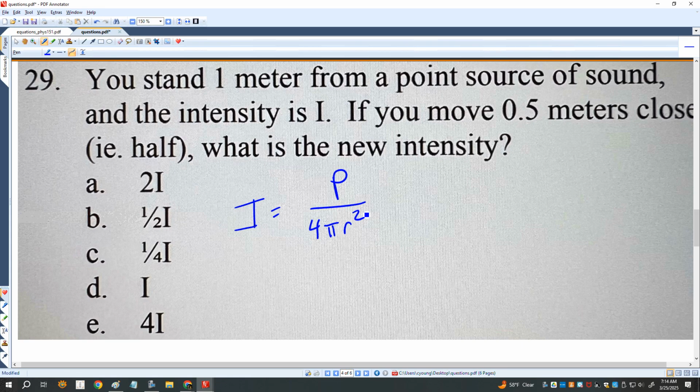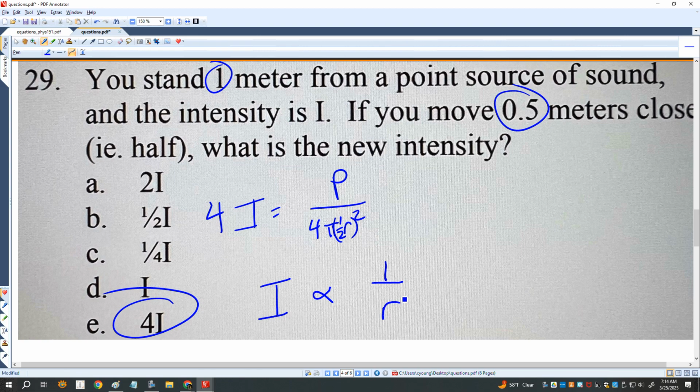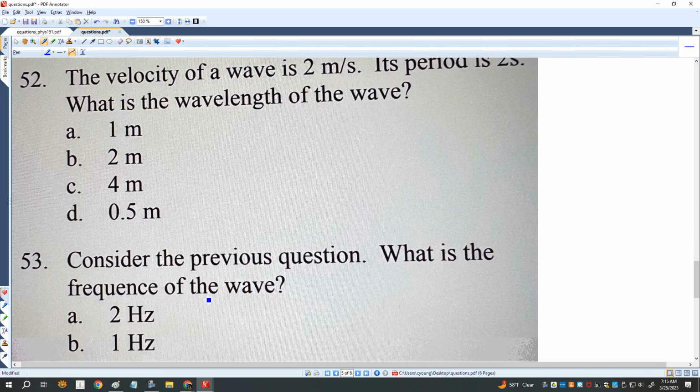And what I'm doing is I'm moving from 1 meter to a half a meter. That means that I'm halving this distance r. That half is squared, it becomes a quarter, and it means that I'm increasing my intensity by a factor of 4. Right, because I is proportional to 1 over r squared. So the closer you move to a sound, it's going to increase by a factor of 1 over r squared. It's an inverse square.